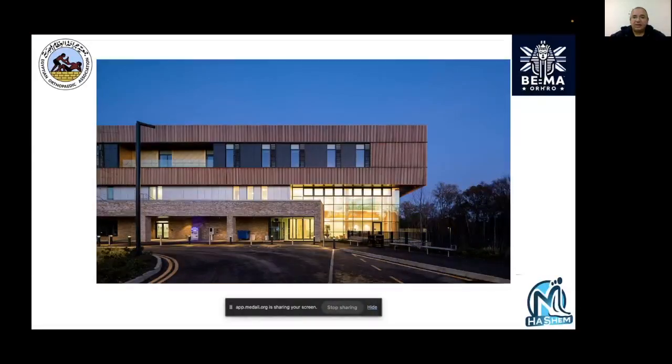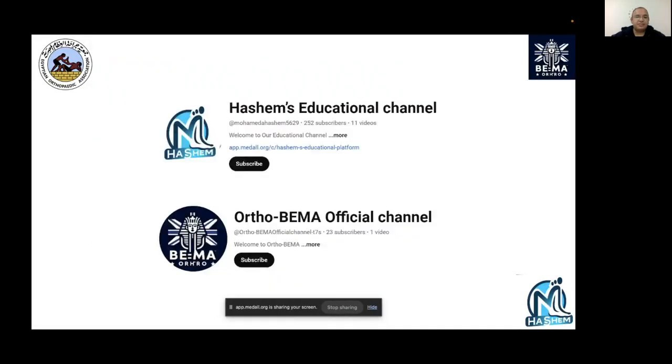So this is my hospital. This is our elective hub, Heatherwood Hospital in Ascot, and it's a state-of-the-art new hospital with very good facilities.